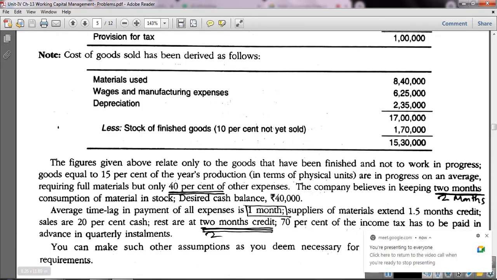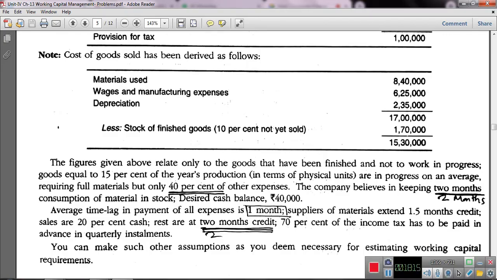So sales are 20% cash, meaning 80% of the sales is on credit basis. So you have to consider only 80% of the sales for estimating the investment required in debtors. Then the rest are on 2 months credit. So the company is giving a credit period of 2 months to its customers.